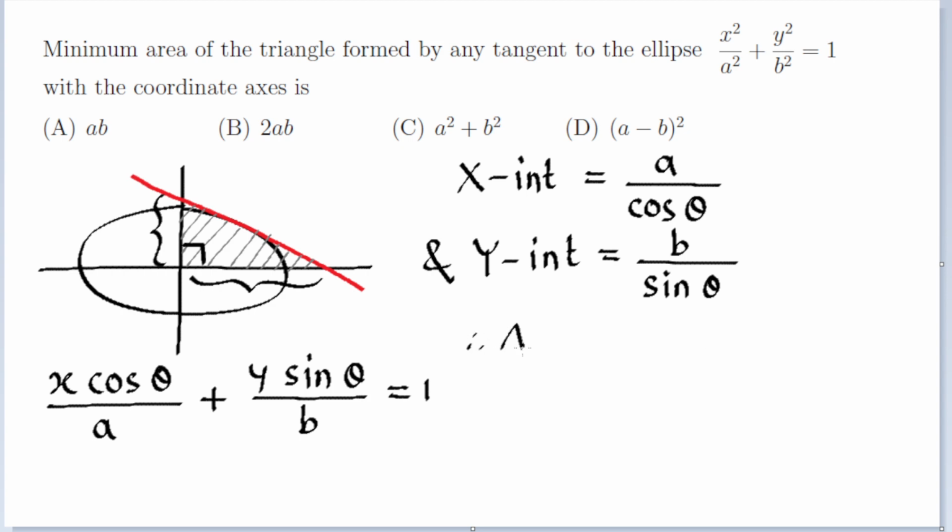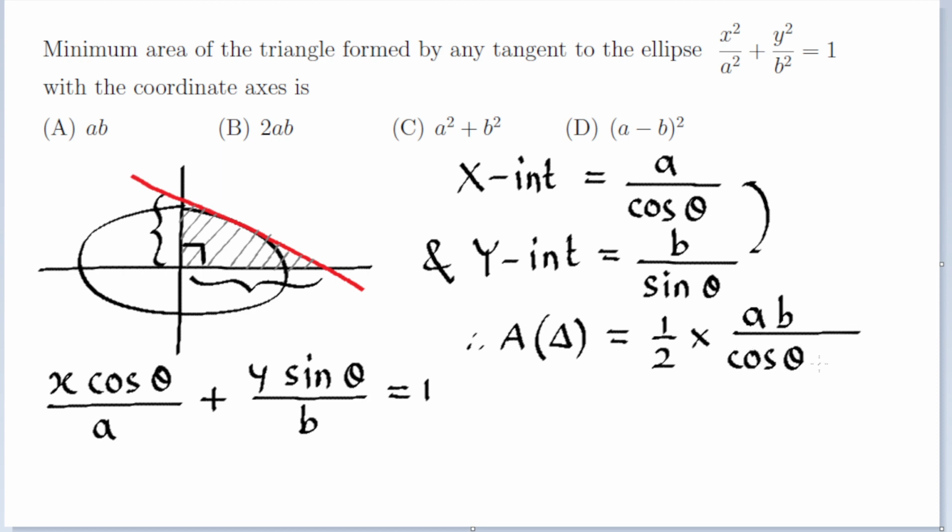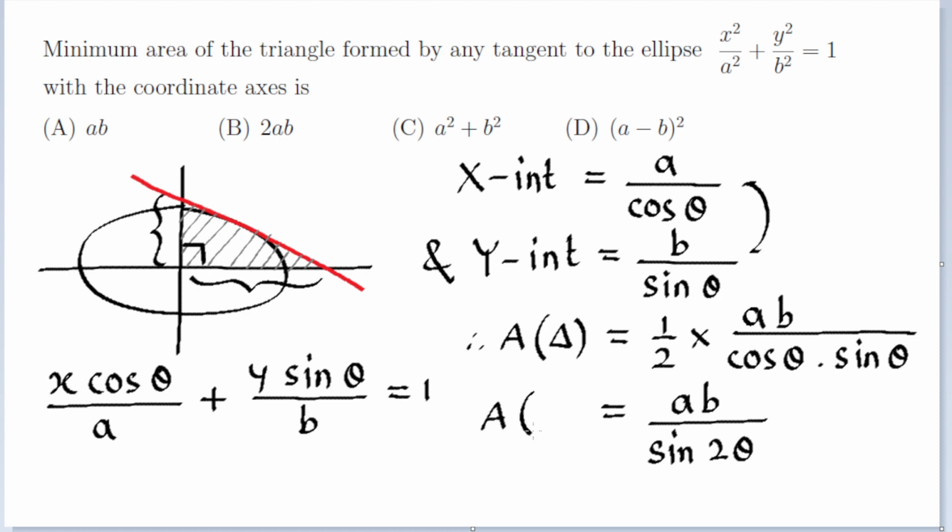So therefore if you write the formula for area of triangle, it is half base into height, so it is half into the product of the two intercepts, so that gives us AB divided by cos theta into sin theta. Observe that in the denominator we have 2 cos theta sin theta, so that can be written as sin 2 theta by the standard formula. So basically we get the area of the triangle as a function of theta, isn't it? As theta changes, the area will also change.